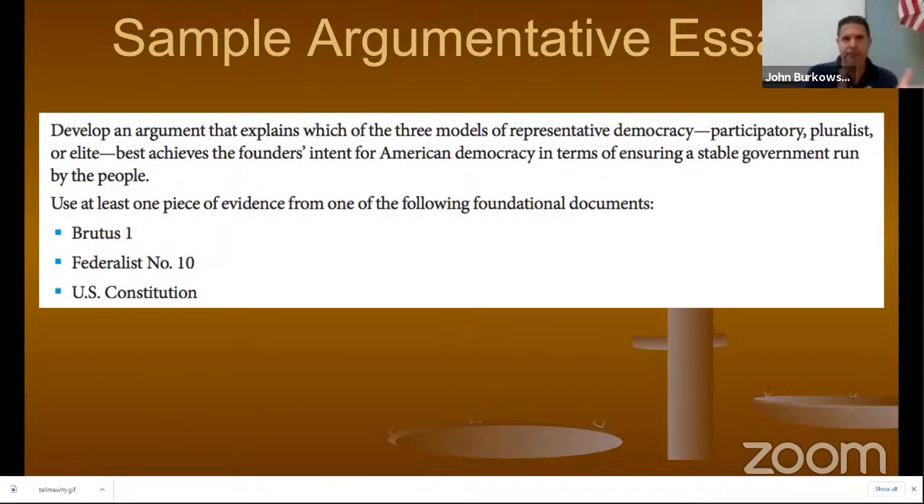Remember, develop an argument: there are 3 models of representative democracy, and you've got to pick one of those 3. It's about which one best achieves the founders' intent. So of course you've got to get into the founders' heads, and think about that stable government run by the people.